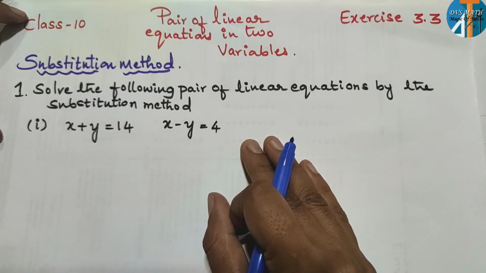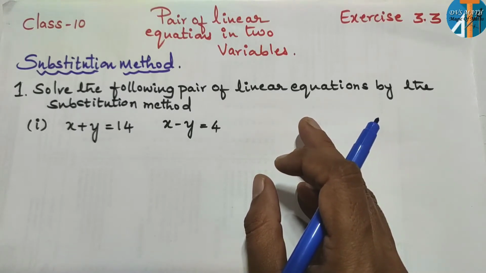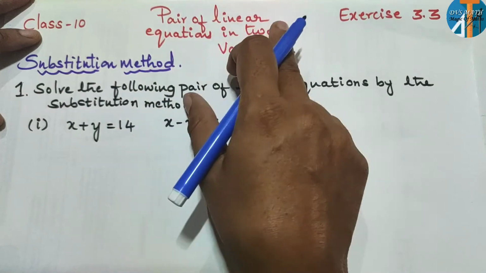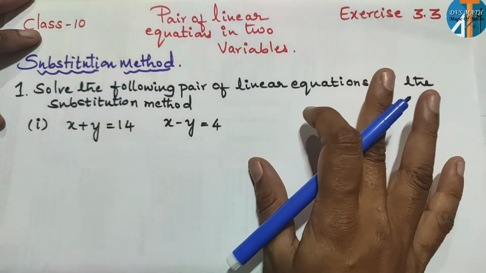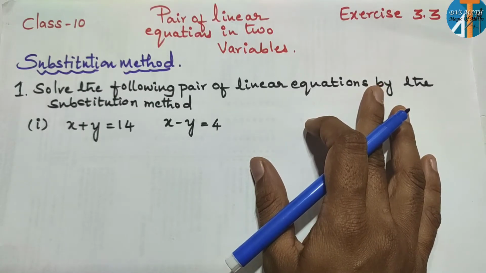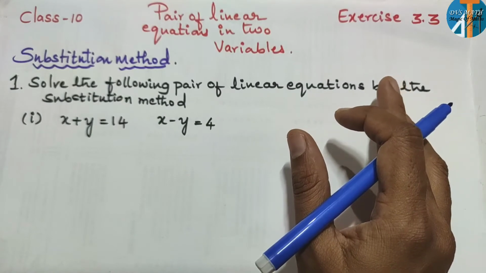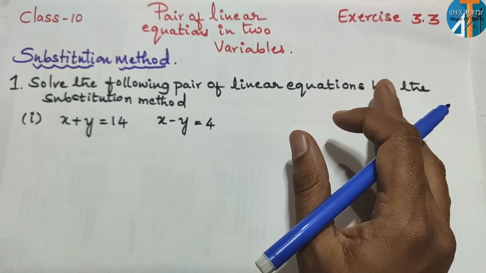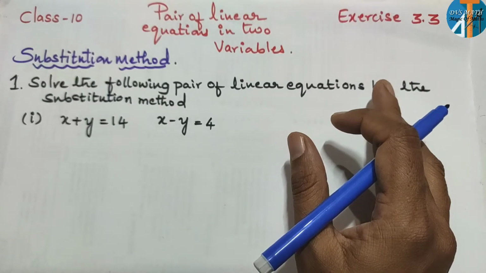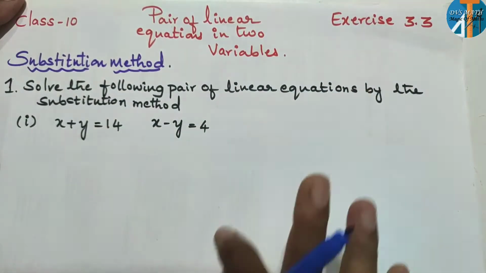The name itself says substitute. As you all know, we have two equations, right? The name itself says pair of linear equations, we have two here. So we have to convert one equation in terms of x or in terms of y, and we have to substitute, that means replace, that value in the other equation, and find x and y individually. We have to find the values of x and y. Exercise 3.3 is related to the substitution method.